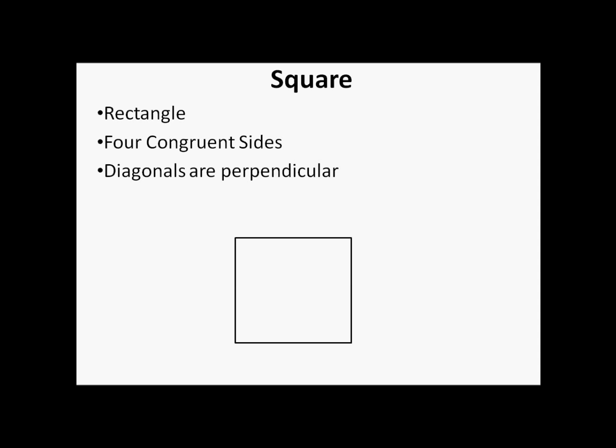And that is a square. A square is a rectangle. It has 90-degree angles, except now it has 4 congruent sides. So these little slashes, these little marks in each side show that those sides are the same length. Diagonals are perpendicular. So not only are these diagonals the same, and they cut each other in half when they intersect, they're also perpendicular to each other. So that's another cool characteristic of a square.